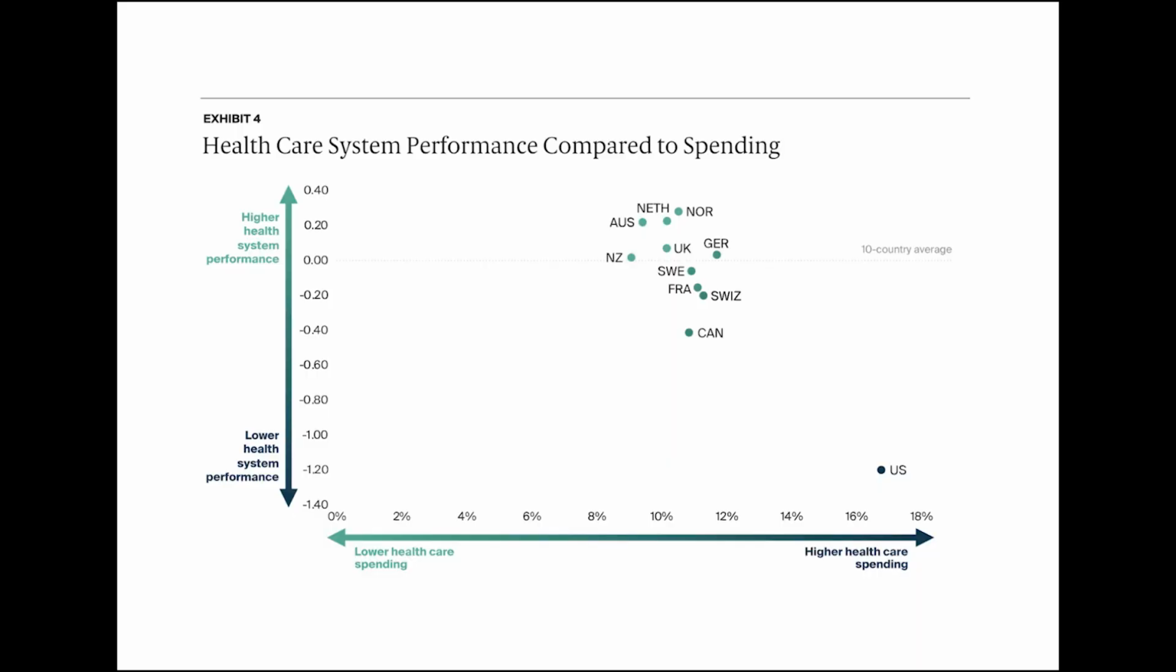The U.S. has an unequal healthcare system, and here's why. Exhibit 4 shows the difference between healthcare spending on the x-axis and healthcare outcomes on the y-axis. It is clear that we spend far more money than other developed nations but receive far worse healthcare outcomes.